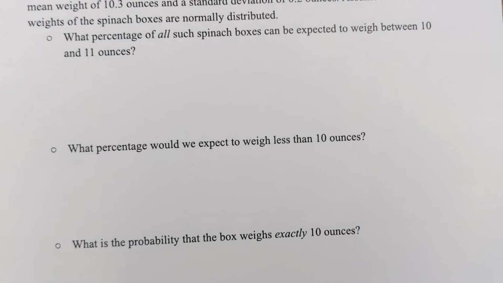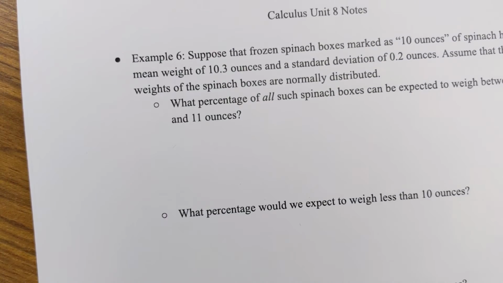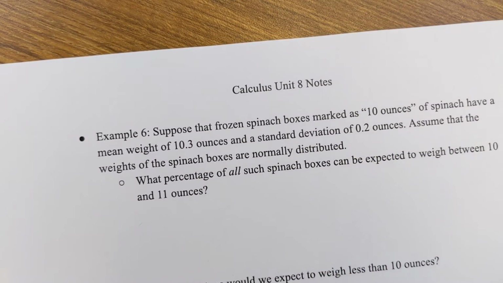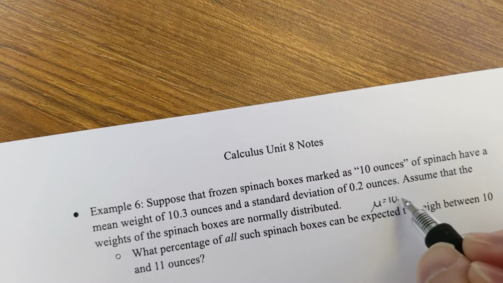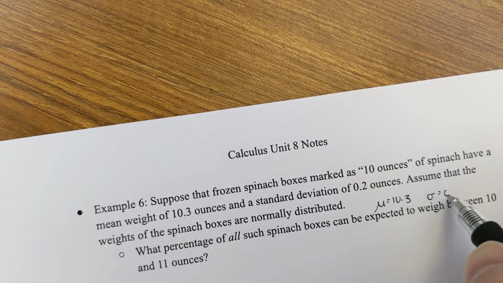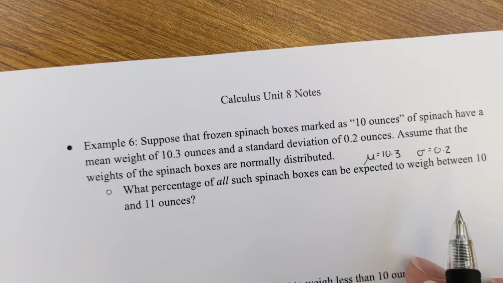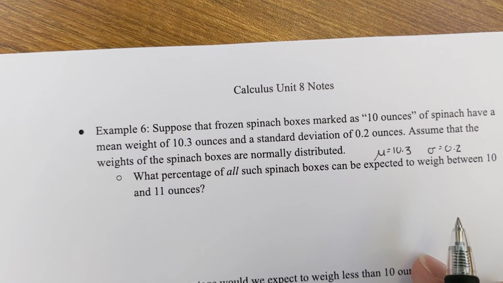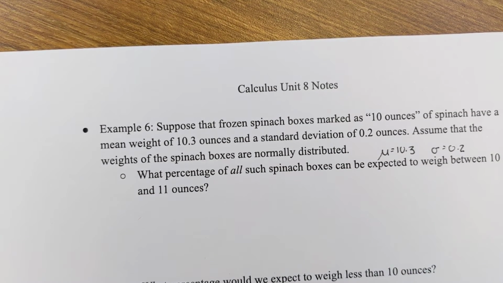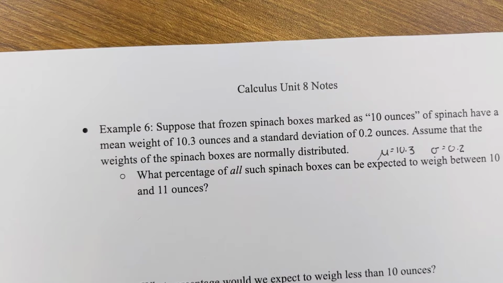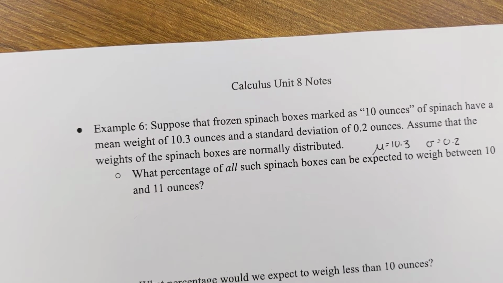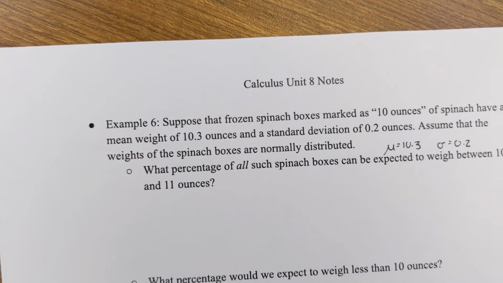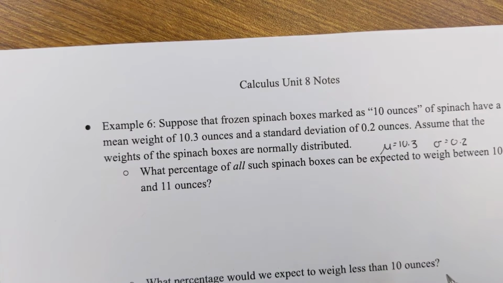Okay, so example 6 says, suppose frozen spinach boxes marked as 10 ounces of spinach have a mean weight of 10.3 ounces, so there's our mu, and a standard deviation of 0.2. Assume that the weights of the spinach boxes are normally distributed. What percent of all such spinach boxes can be expected to weigh between 10 and 11 ounces?